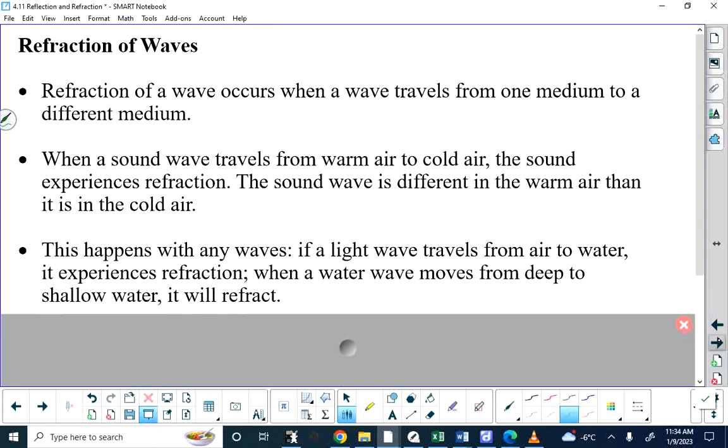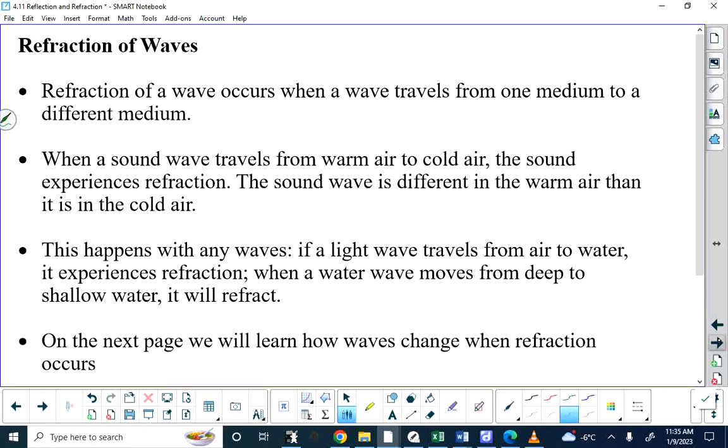It happens with any waves. If a light wave travels from air to water, it experiences refraction. And one of the things, and you're probably familiar with this, one of the changes is the direction of the wave changes. How many of you have seen that? It's not really an illusion, it's just reality, it's what we see, that when you put a stick in water at an angle, it enters the water and then it's bent. Okay? The direction the light is traveling changes direction as well as other things. And the direction that most waves have will change when they refract. When water moves from deep to shallow water, we have refraction.